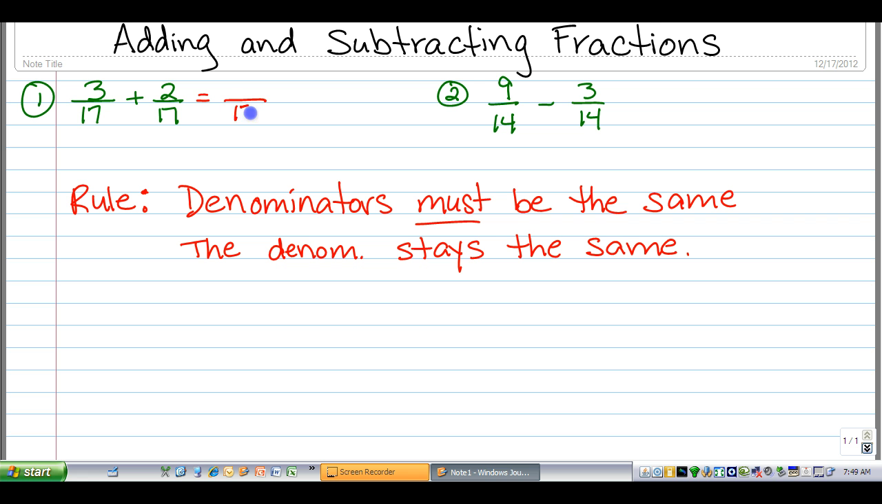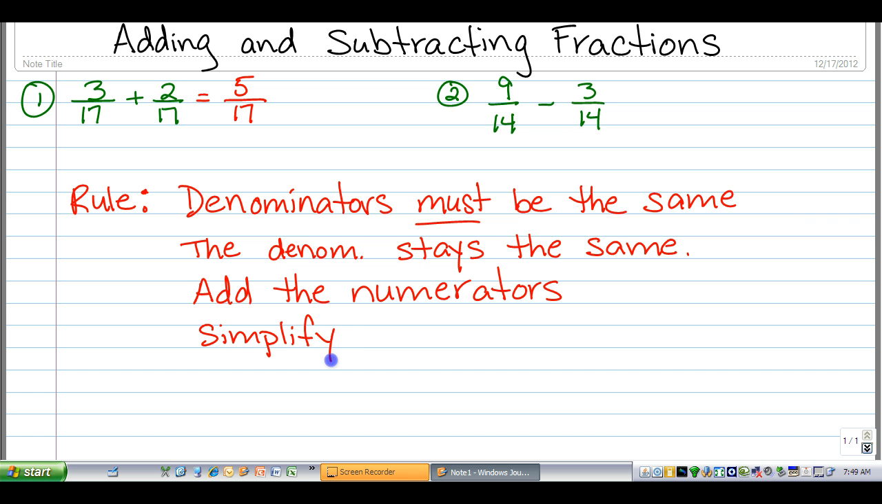So the denominator for this is going to be 17. And then we just add the numerators. 3 plus 2 is 5. So the last thing you do is add the numerators. And then if you have to, you always, always, always simplify. So 1, 2, 3, 4 things.